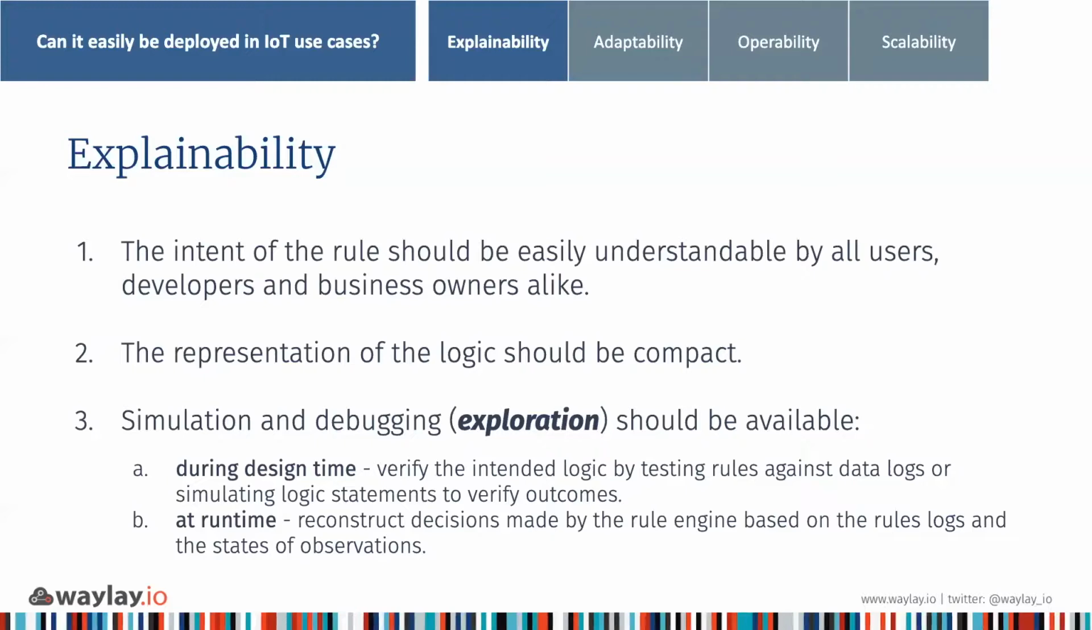What we mean by that is that the intent of the rule should be easy and understandable by all users, developers and business owners. The second thing, which is also important, is that the representation of the logic should be compact, because it really enables much better building of applications on top of that, and also debugging, which is a separate topic, if you like.